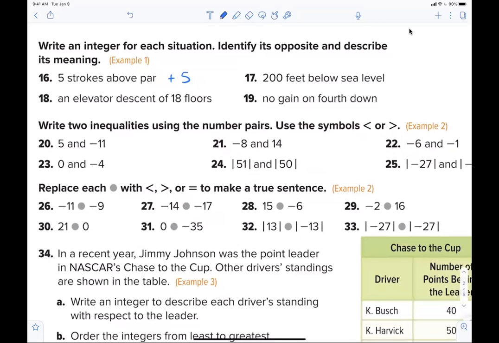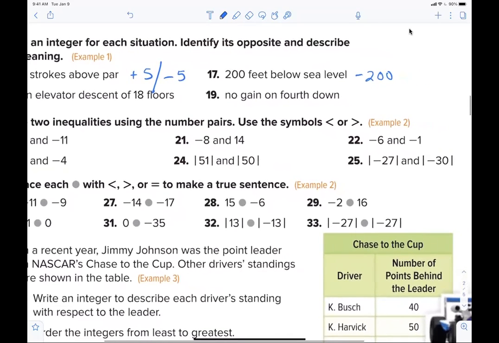Okay, now, Addison, tell me about 200 feet below sea level. It'd be -20. Yes, but it's not -20, but negative 200. Yes, -200. I have a problem over here. Do we have to write the opposite? Oh, yeah, I forgot to do that. Thank you. Let's do the opposite. So the opposite of +5 would be what? -5. And the opposite of -200 would be plus 200. Thank you, Addison.